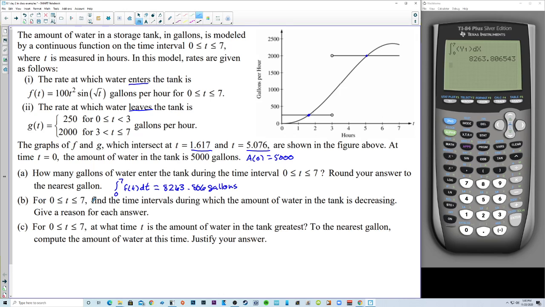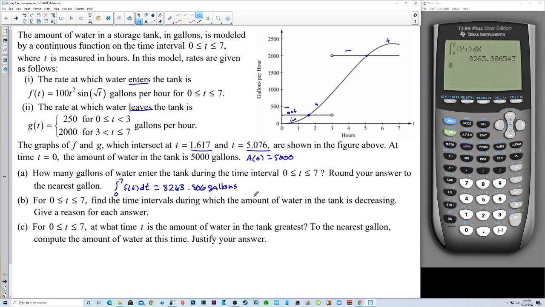For 0 to 7, find the time intervals during which the amount of water in the tank is decreasing. Give a reason for each answer. Well, here, out is more than in, so the overall rate is negative here. Then these switch places, so the overall rate now is positive. The tank's now beginning to fill up. Then they switch places after 3 hours, so now the overall rate is negative, and then the overall rate ends up being positive.